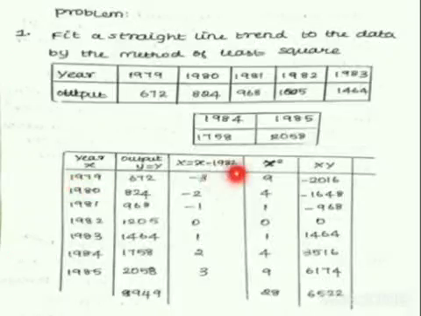1979 minus 1982 will be minus 3. 1980 minus 1982 will be minus 2. 1981 minus 1982 will be minus 1. 1982 minus 1982 will be 0. 1983 minus 1982 will be 1. 1984 minus 1982 will be 2. 1985 minus 1982 will be 3. So these are the values in X.